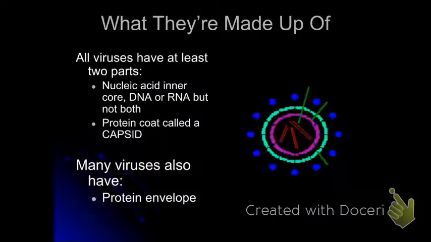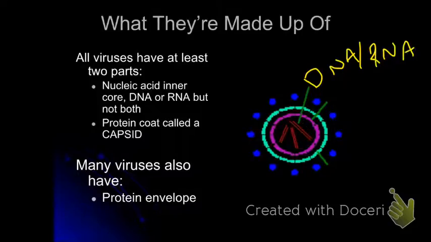They are made up of two parts. They are made up of a nucleic acid inner core, so that's DNA or RNA, but not both. If you're looking at the picture right here, that's the red, so that's our DNA or RNA, and I'll write that in here, DNA or RNA. And then you've got the protein coat, so that's our pink right here. There's our capsid.